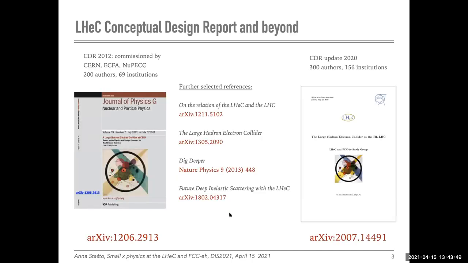In terms of references, in 2012 there was a CDR published on LHeC, and last year we have released the update. So you can find both of these documents with all the details online, and in particular, the results that I'm going to present today are from this update. And there are a number of shorter contributions that are listed here in these references.